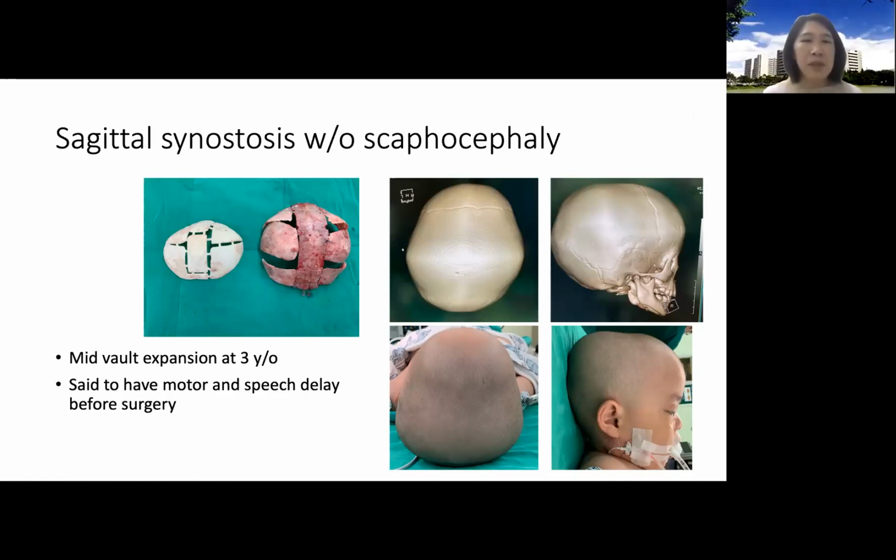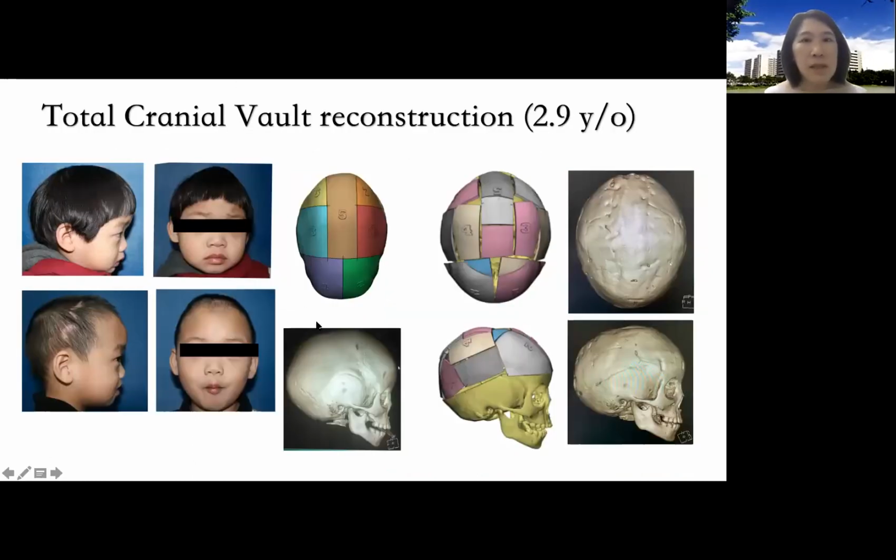So this patient, when he came to me, was around 3 years old, because he has a development delay, also a speech delay. So I did the mid vault expansion surgery for him. And finally, his mother is very satisfied because he has a very good improvement in motor and speech. So that's the other case.